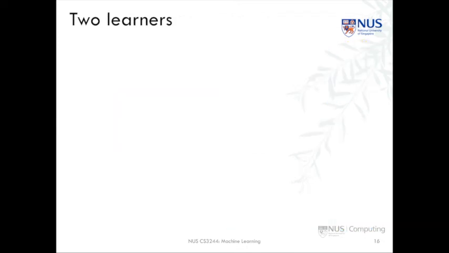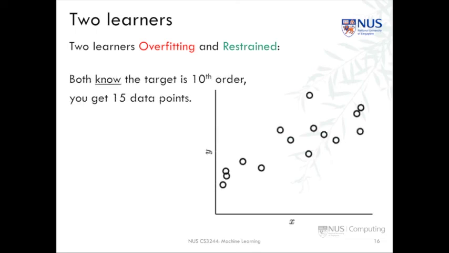Let's take a final case and try to think of it a bit more closely. Here we have the case again of two learners. We're going to call one that's overfitting and one that's restrained, O and R for short. Here we're going to tell both of our learners that the target is indeed a 10th order polynomial, but this time without noise.